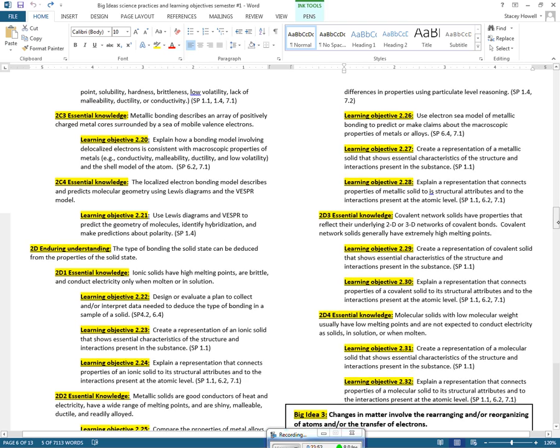Going on, explain how bonding models involve delocalized electrons. So basically show what a metal bonding is or metallic bonding is by showing those electrons being mobile. Using Lewis dot and VSEPR, predict geometry. We've done this. Identify hybridization. Remember sp, sp2, sp3, sp3d. Design and evaluate or collect data, and it just keeps going and going.